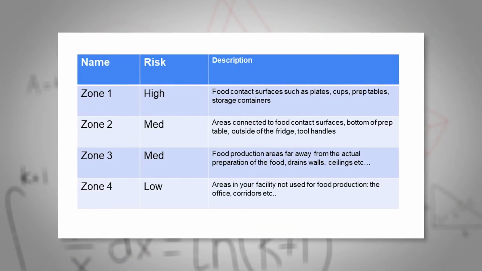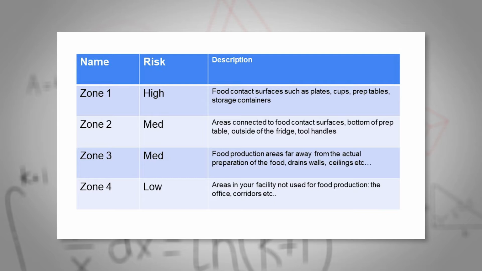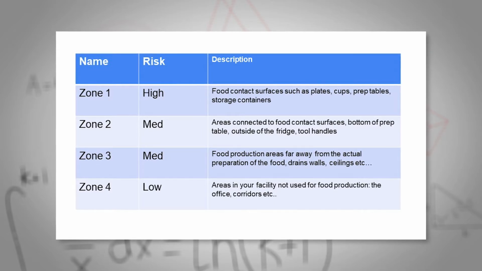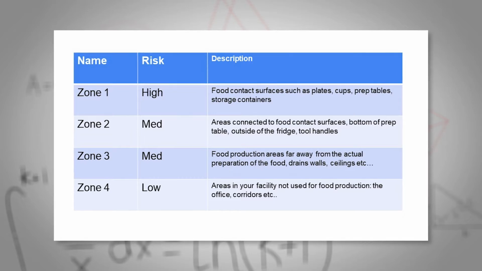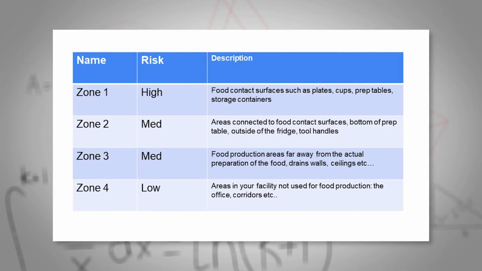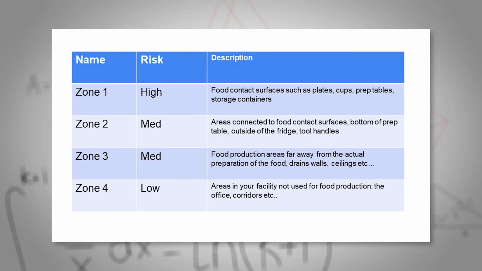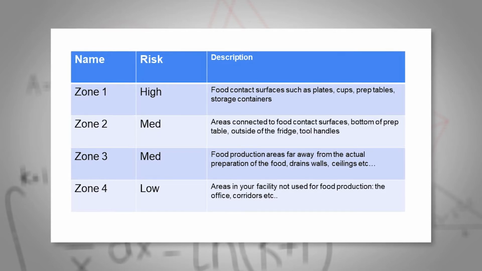One way of organizing your program, which is proposed by the CDC, FDA, GFSI schemes, and lots of bodies, is dividing your entire facility into zones. Zone 1, Zone 2, Zone 3, Zone 4. Zone 1 is the most critical, Zone 4 the least critical. Zone 1s are your food contact areas. If you're in a restaurant, that will be the plates that you use to serve your customers, the table that you use to prep the food, the knives, the forks, the spoons. Those will all be Zone 1 surfaces.